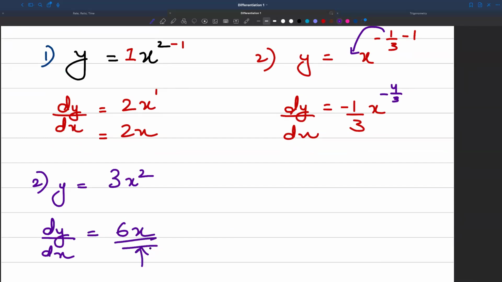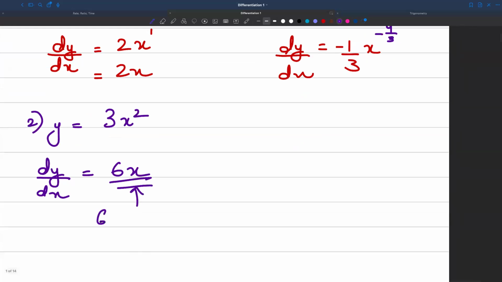Basically, what this represents is the gradient of tangent. Please just remember this. This dy dx represents the gradient of tangent. So at any particular point on the curve, for any particular x value, you will just substitute that x value and you will get the gradient, right? Okay. So just one more.